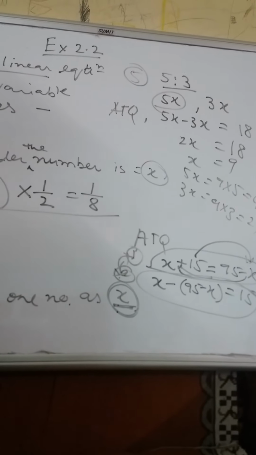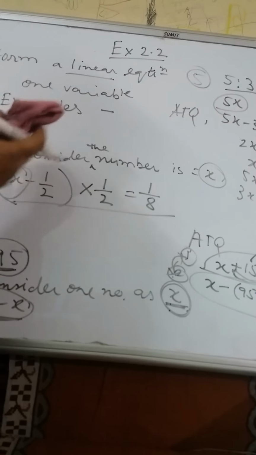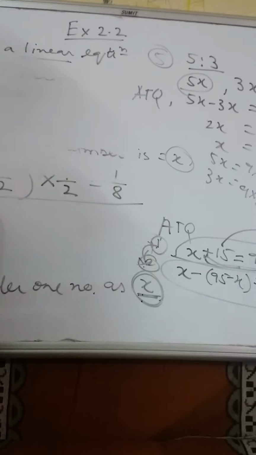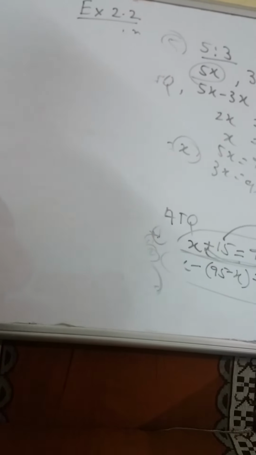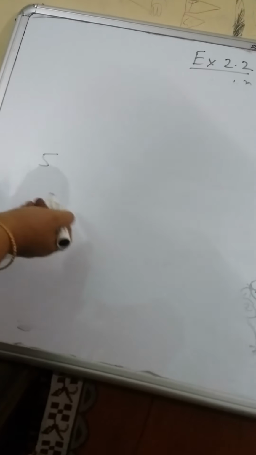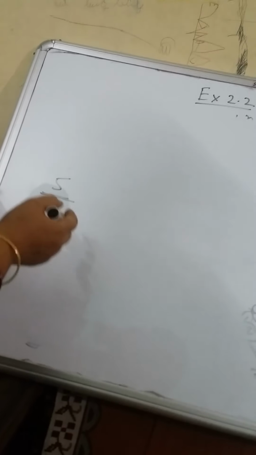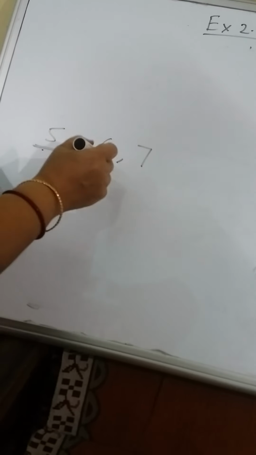Next is question number 6. 3 consecutive numbers add up to 51. What do you mean by consecutive numbers? If I say a number 5, what will be its consecutive? Consecutive number means the next numbers. So if one number is 5, the next numbers are 6 and 7. That means 5, 6, 7 are 3 consecutive numbers.